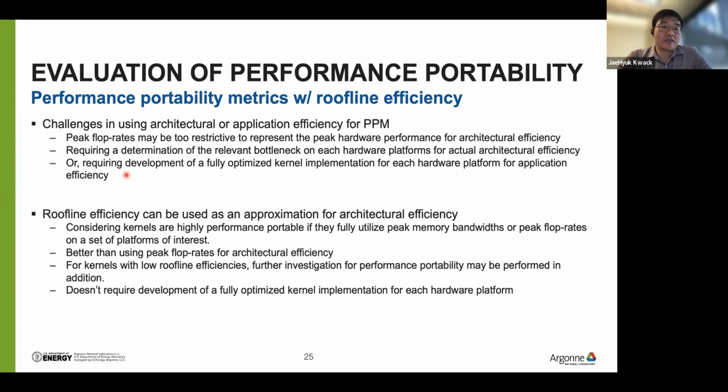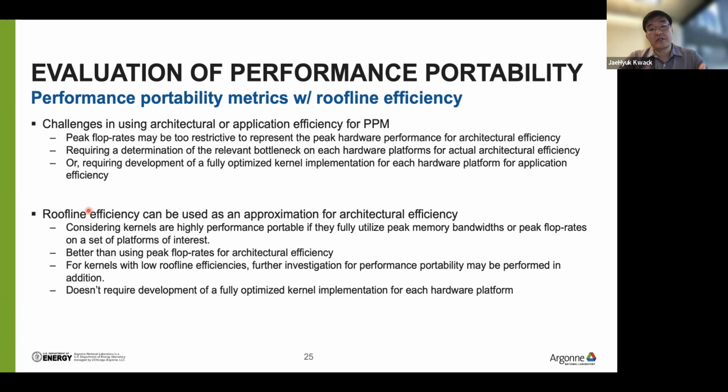So in this study, we decided to use Roofline efficiency as an approximation of the architecture efficiency. If we use that, we can say the kernels are highly performance portable if they fully utilize peak memory bandwidth or peak flop rate. So it's obviously better than using the peak flop rate as the only index. But still, we may miss some other performance bottlenecks, right?